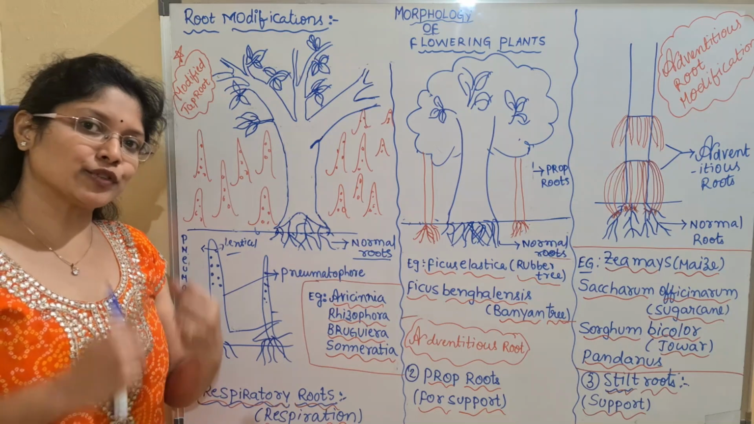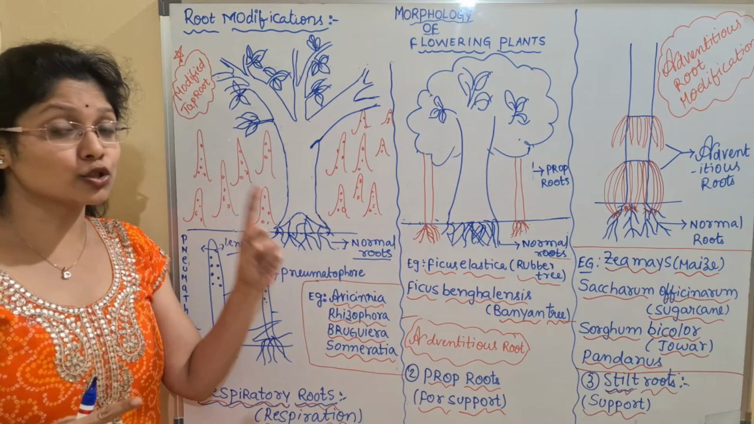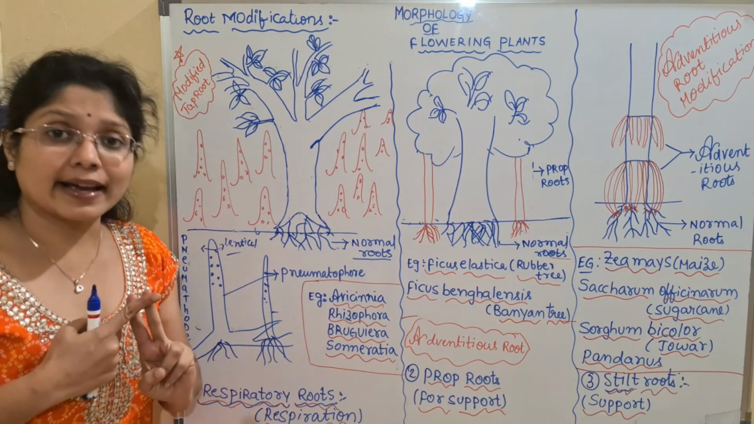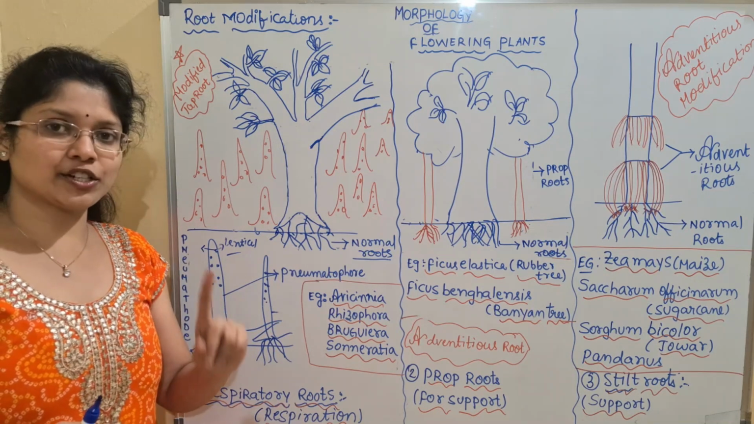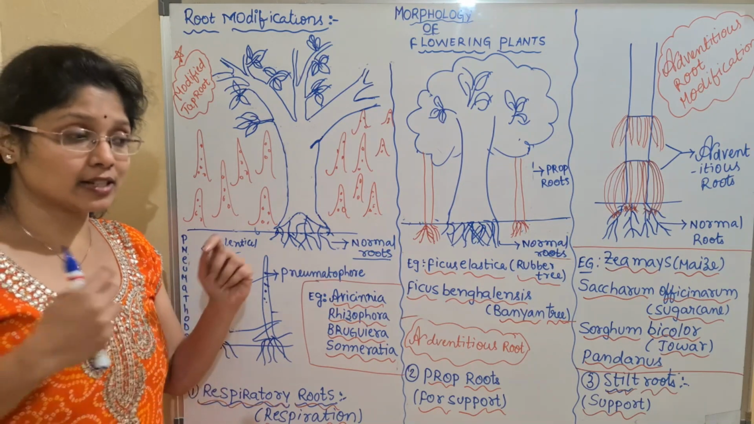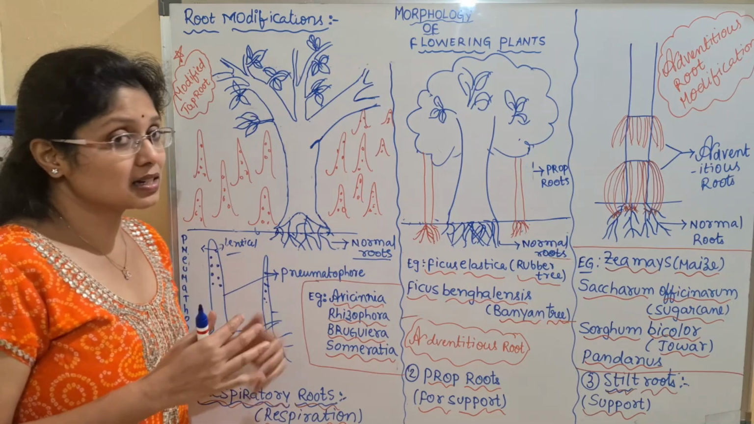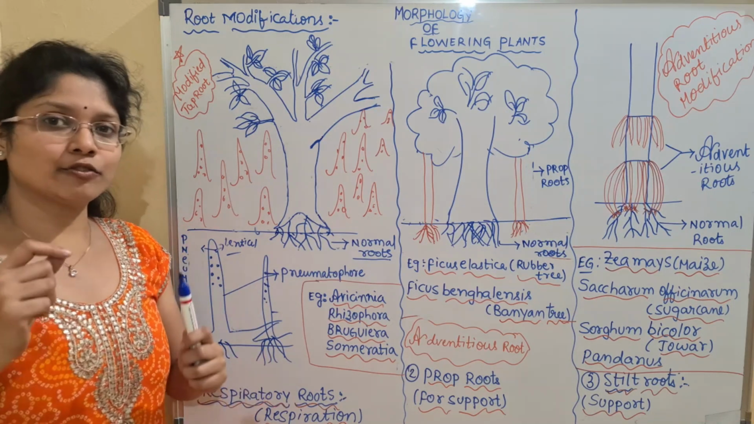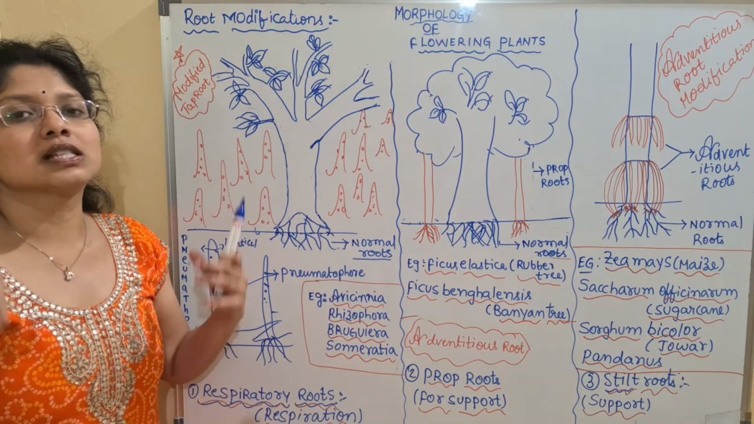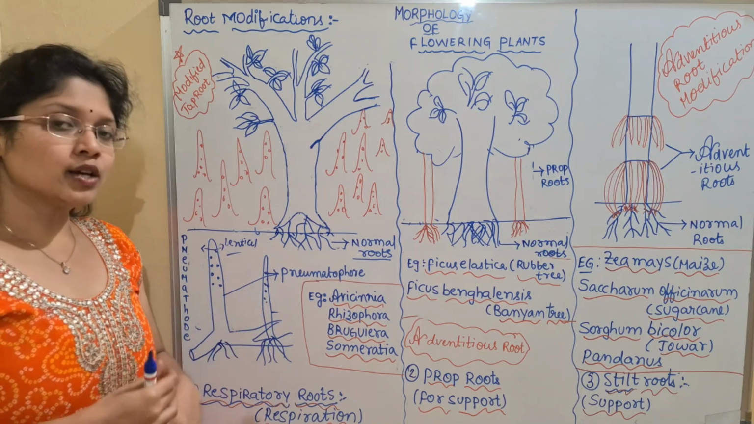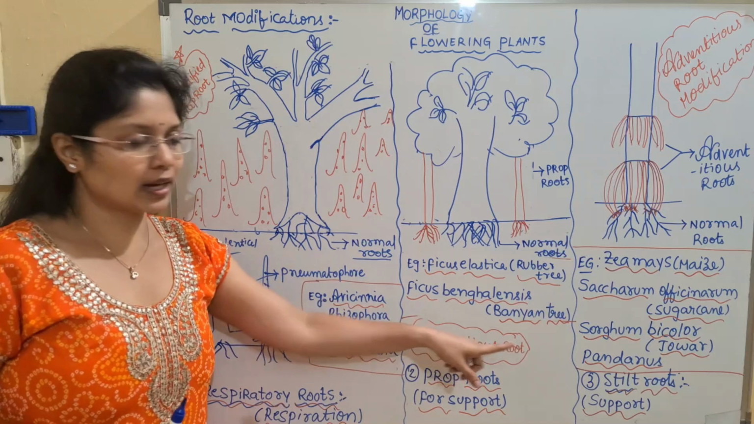First we have discussed the storage root, which will help in storage of food material, and second we have discussed the respiration, which will mainly help in the respiratory roots. Now we are discussing the roots which are meant for extra support to the plants. Again, in that we have 2 types of support.